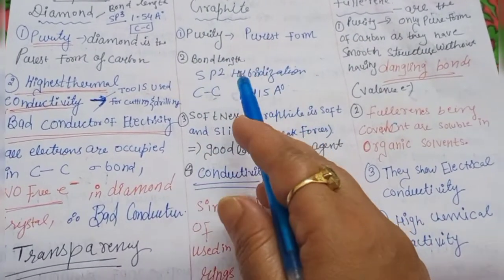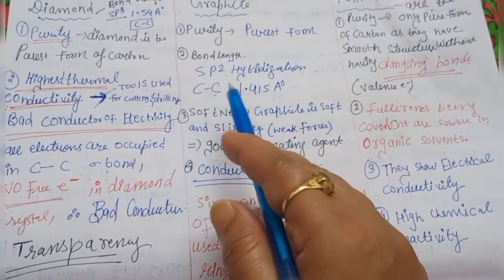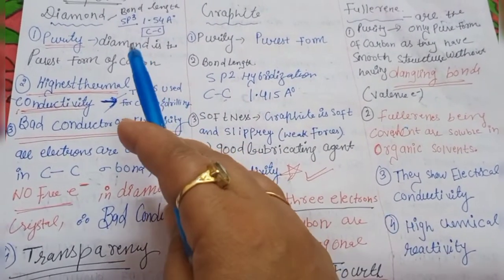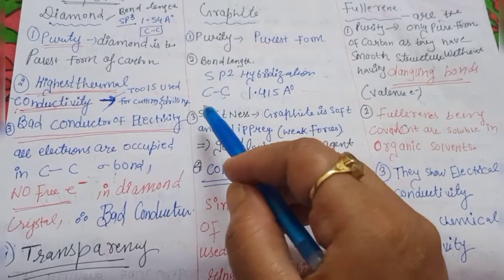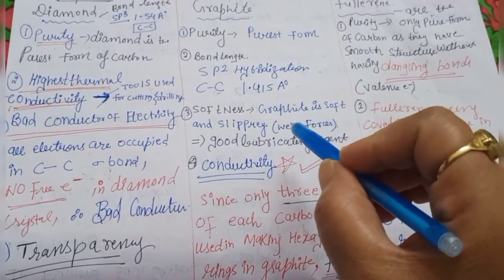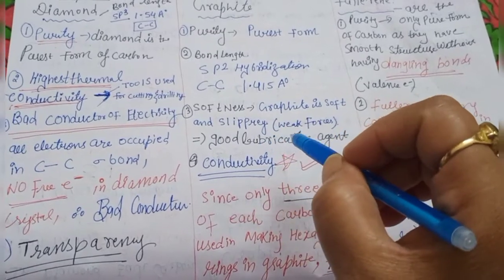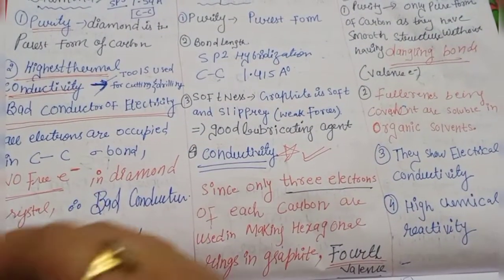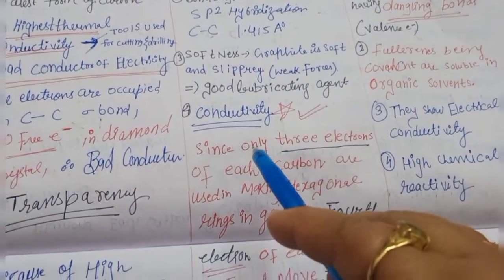Its bond length, in sp2 hybridization, is 1.415 Angstrom, while in the diamond it is 1.54. It is here 1.4 less than the diamond. It is soft in nature. Graphite is soft and slippery. Because of this slippery property, it is used as a lubricating agent, and the conductivity is very high.